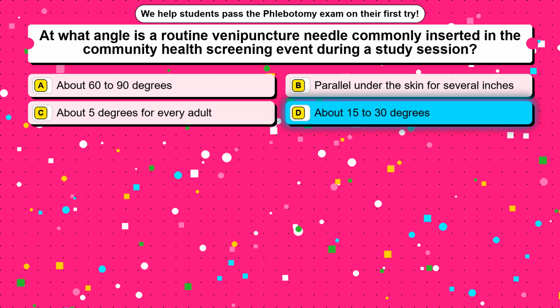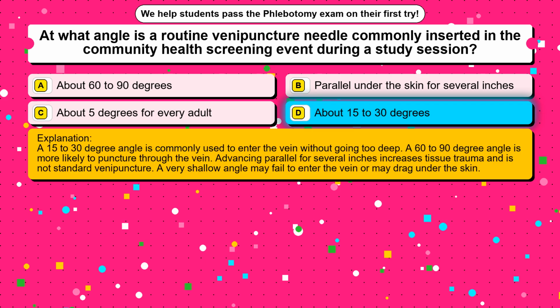The correct answer is option D. About 15 to 30 degrees. A 15 to 30 degree angle is commonly used to enter the vein without going too deep. A 60 to 90 degree angle is more likely to puncture through the vein. Advancing parallel for several inches increases tissue trauma and is not standard venipuncture. A very shallow angle may fail to enter the vein or may drag under the skin.